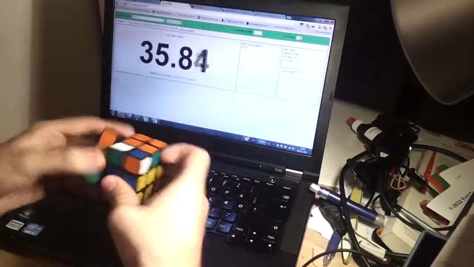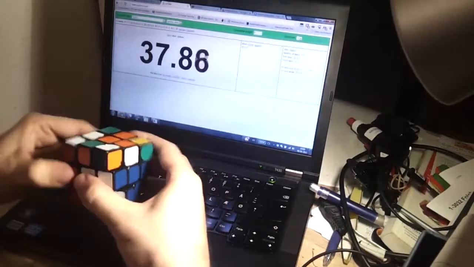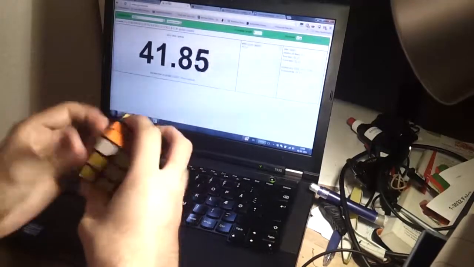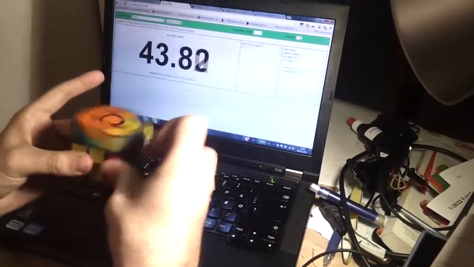So, as it turns out, it's kind of hard to record yourself cubing. But I somehow managed to do it.